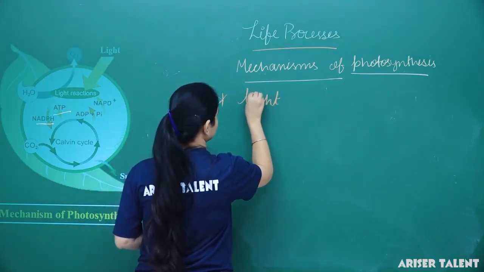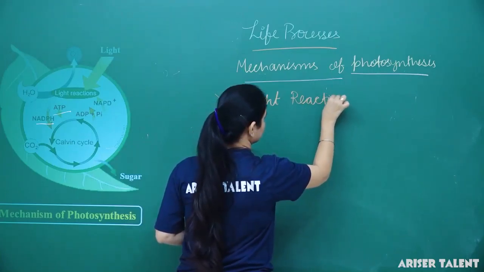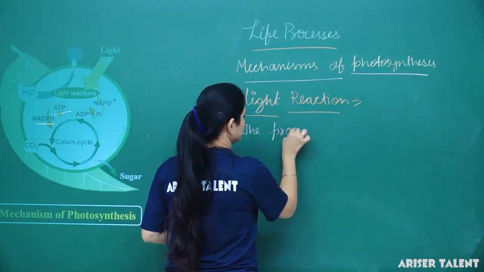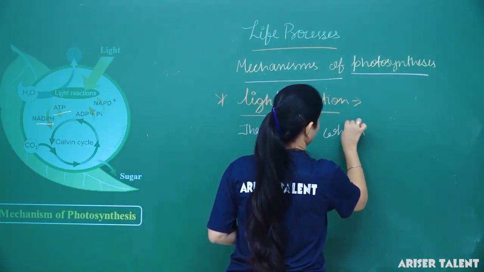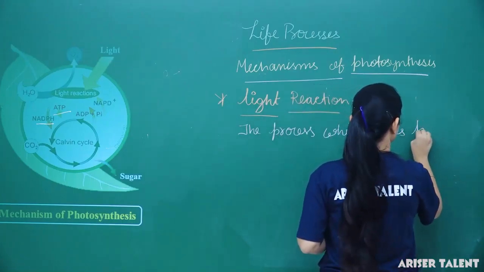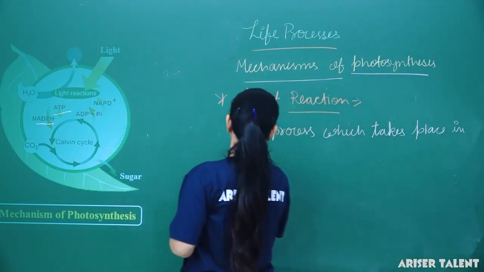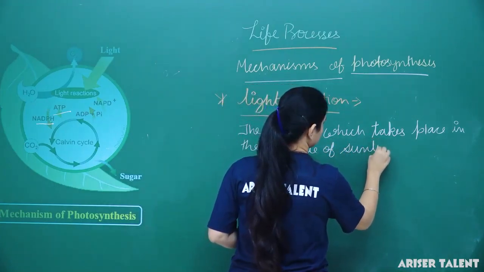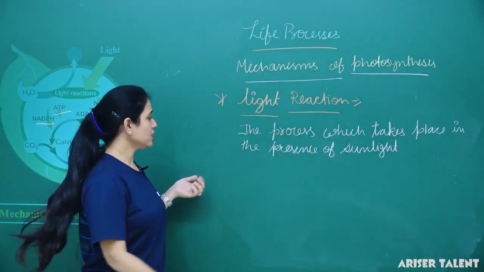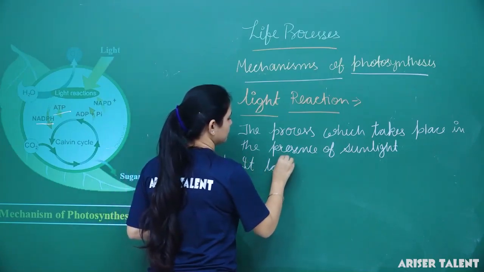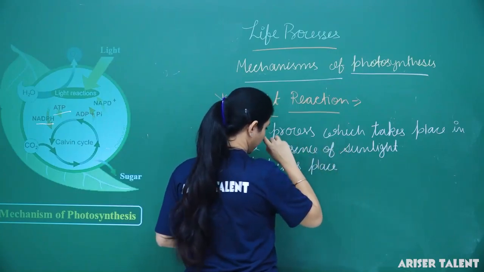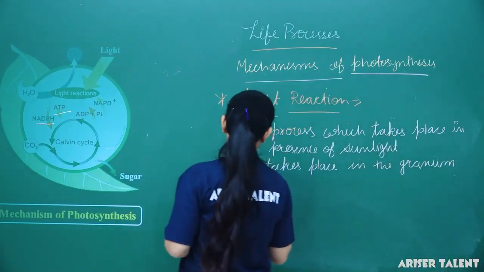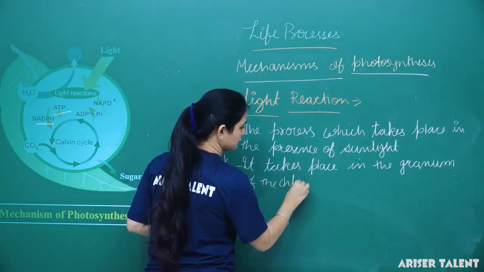Light reaction. What is light reaction? The process which takes place in the presence of sunlight. Okay, this is light reaction. Generally it takes place in the granum part of the chloroplast.